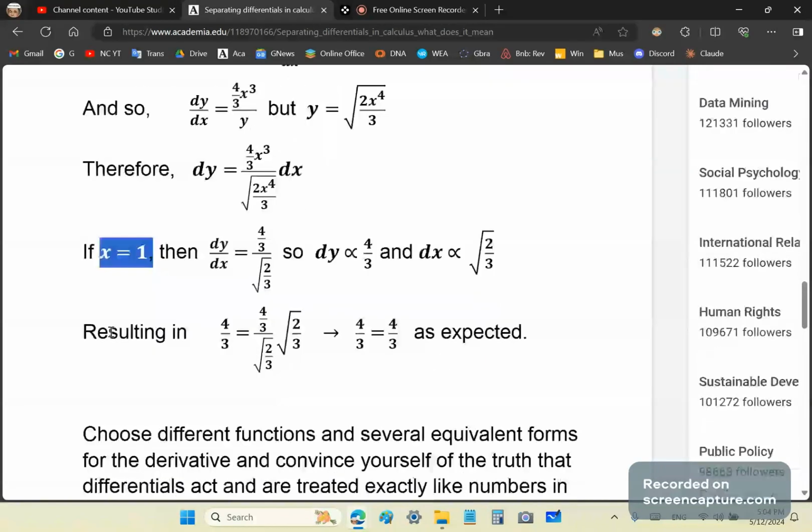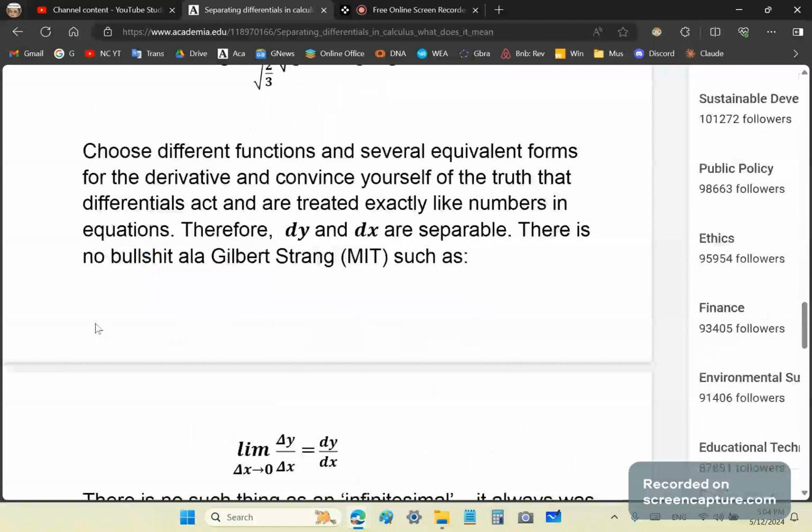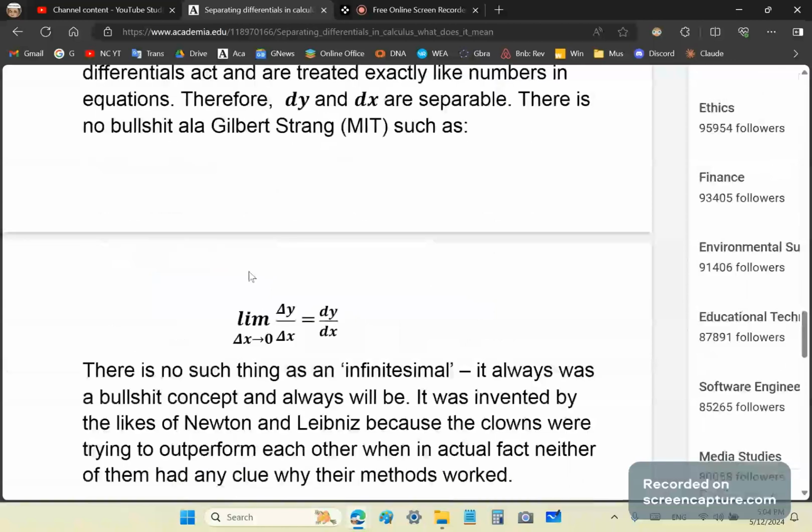So you choose different functions and several equivalent forms for the derivative to convince yourself of the truth that differentials act and are treated exactly like numbers in equations. Therefore, dy and dx are separable, and there's no bullshit a la Gilbert Strang from MIT, such as the limit of capital delta y over delta x as delta x approaches 0 becomes dy/dx. This is just total nonsense.